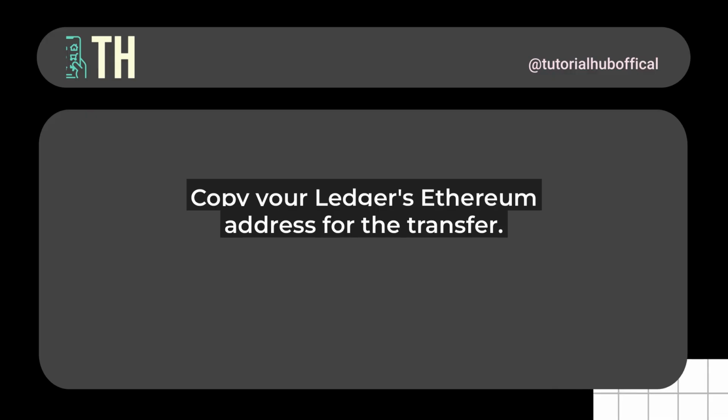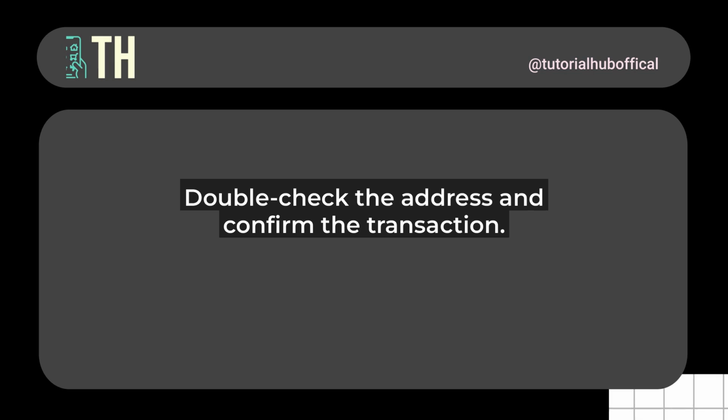Step 3. Back in Coinbase, paste that Ethereum address into the withdrawal form. Double-check the address to avoid any costly mistakes. Crypto transactions are irreversible. Enter the amount of USDT you want to withdraw, making sure it's above any minimum limits, and review the network fees.